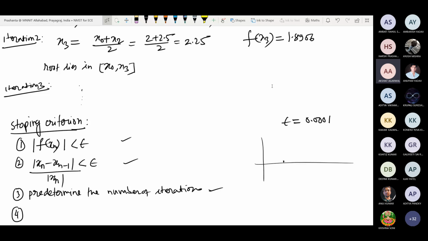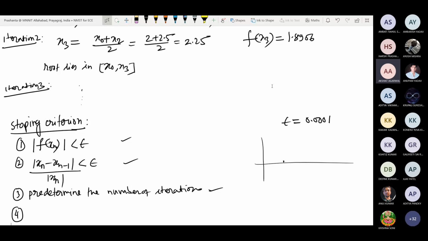L by 4. So in each iteration you are considering half of the previous interval. So if you consider n iterations, what will be the length of the interval which contains the root? Sir, L over 2 to the power n. So if the original interval is a comma b, then what will be the length of the interval after n iterations? b minus a by 2 to the power n. Okay, so that also can be considered.